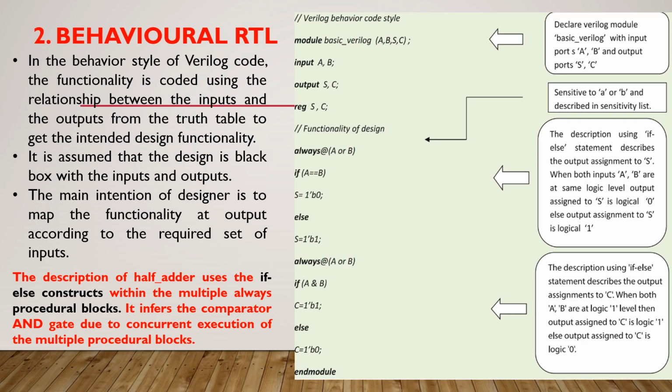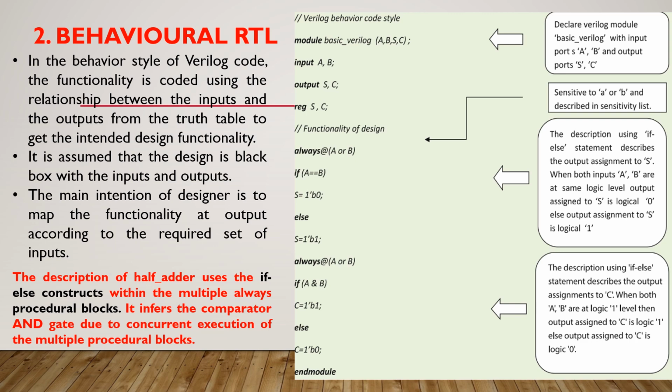So here we are using the conditional operator: if A is equivalent to B, the sum equals 0, right? We get this only from the truth table. We know that for the sum, if both the inputs are the same, definitely it is 0. Else, the sum is 1. It is only for sum generation that we use this always block.